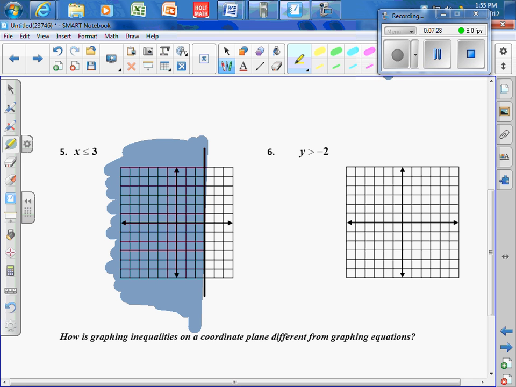y is greater than negative 2 will be a dotted line where y is equal to negative 2. There. It's going to be greater than, which means we're going to be shading above. So anything in the shaded area will satisfy this inequality.